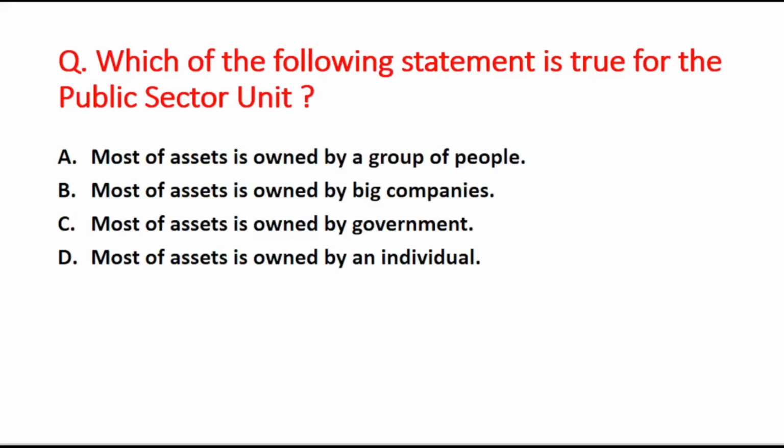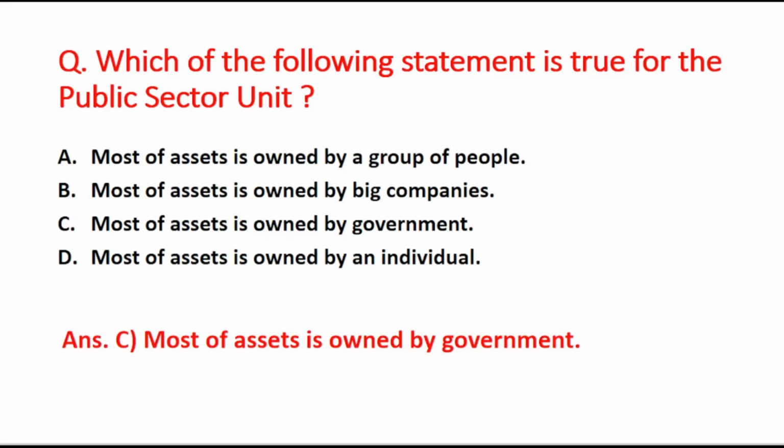Next is, which of the following statements is true for the public sector unit? A option is most of the assets is owned by a group of people, B option is most of assets is owned by big companies, C option is most of assets is owned by the government, and D option is most of the assets is owned by an individual person. So the right answer is option C, that is public sector unit is a sector in which most of the assets is owned by the government.